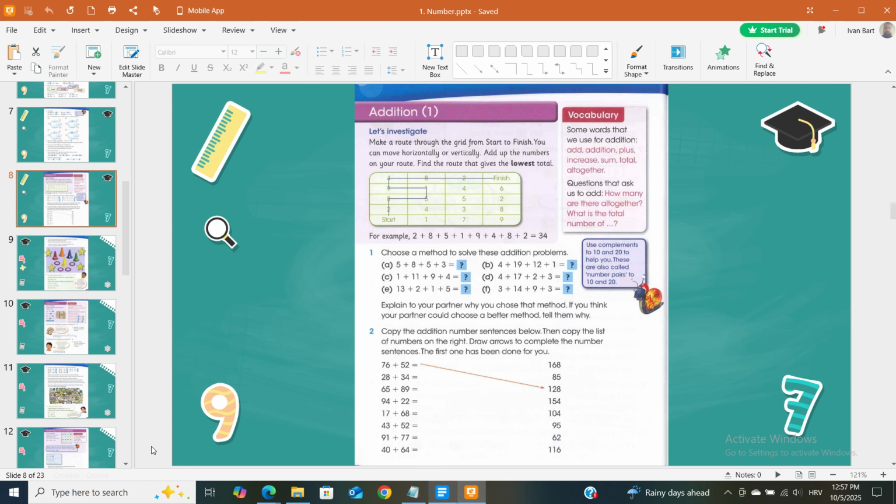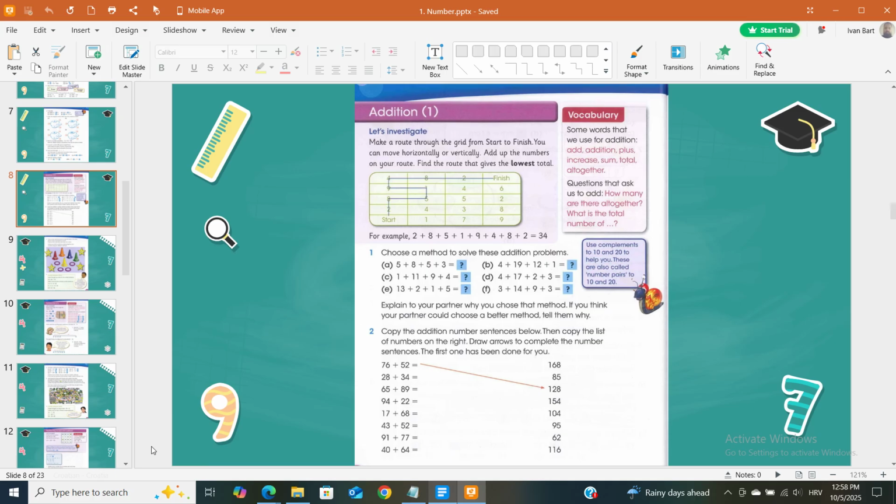1. Choose a method to solve these addition problems. (A) 5 plus 8 plus 5 plus 3 equals. (C) 1 plus 11 plus 9 plus 4 equals. (E) 13 plus 2 plus 1 plus 5 equals ?